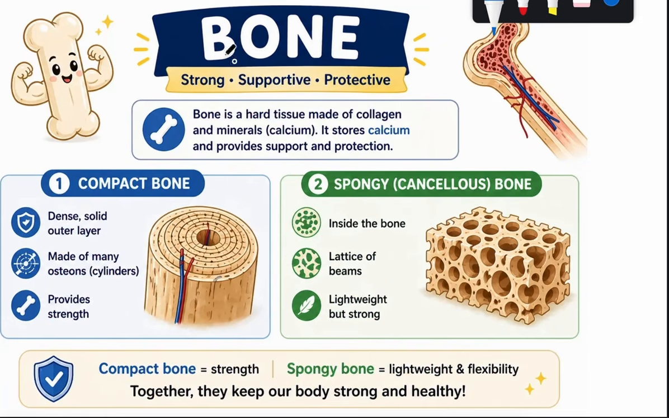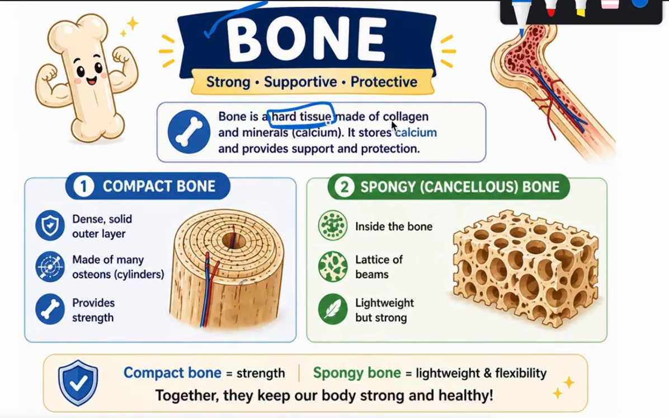Bone. Bone is a hard tissue. It's also connective tissue, but it's hard. It is made from collagen and minerals such as calcium. This is basically for support and protection as well. Two types of bones: compact and cancellous. Cancellous is spongy, but the compact one is solid. It's the outer layer, and it's very solid.